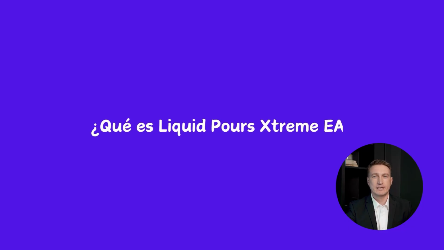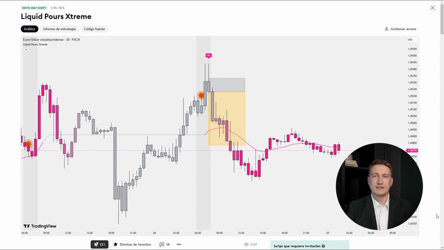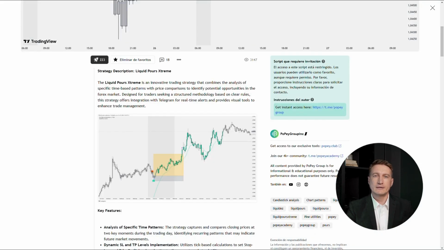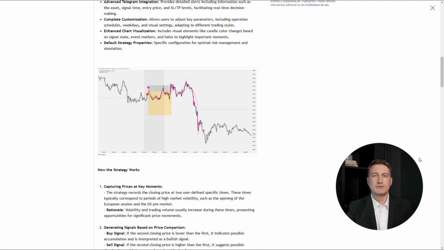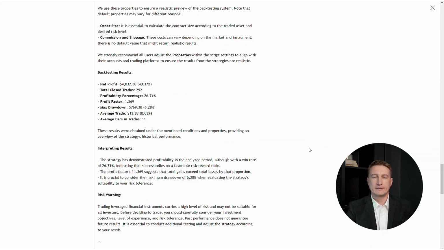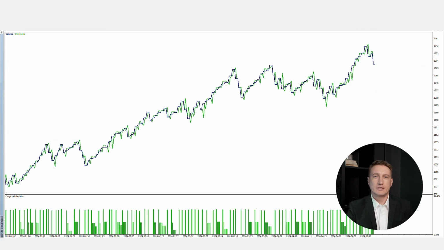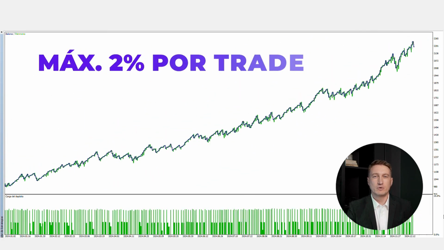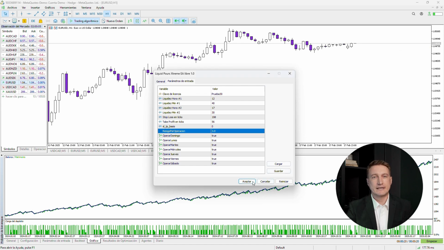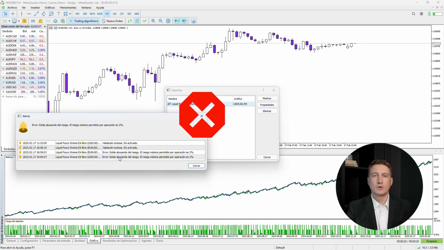What is Liquid Pours Xtreme EA? Liquid Pours Xtreme EA is designed to operate based on well-defined liquidity moments. Instead of relying on the idea that the price always returns or dangerously increasing the lot size, this EA maintains a fixed risk in each trade. Maximum 2% risk per trade. If you try to set more, an error will occur and it will not operate.